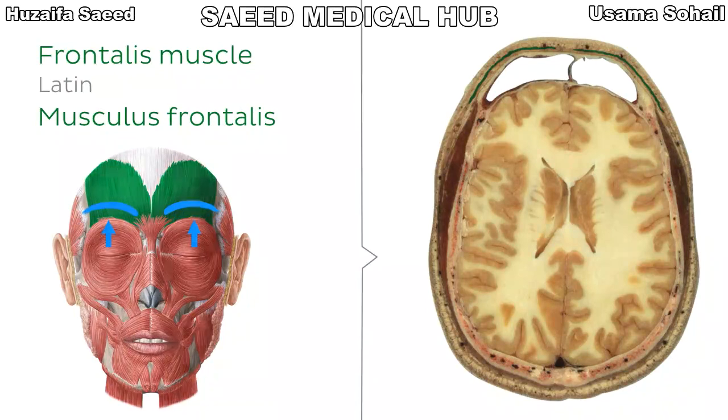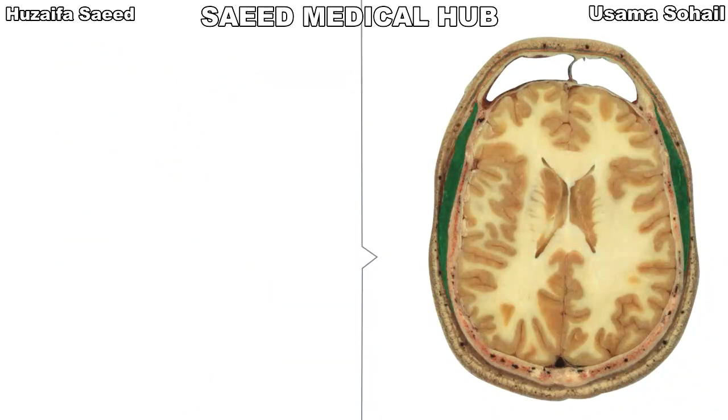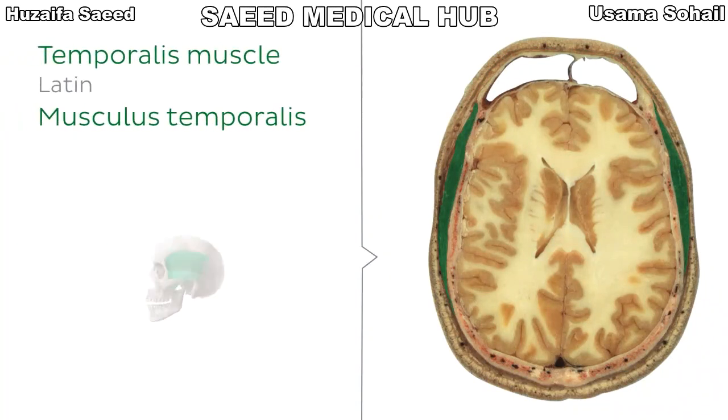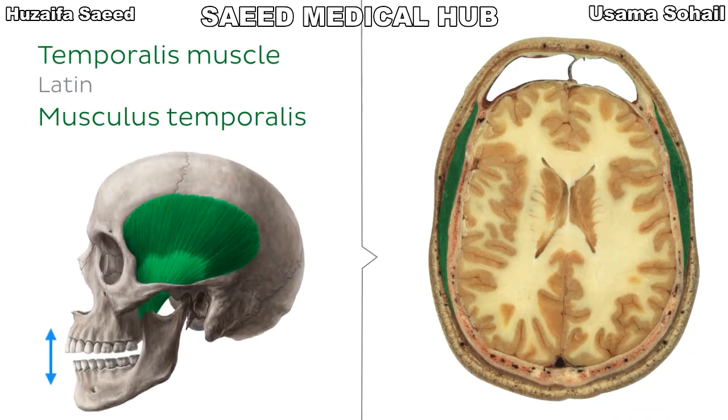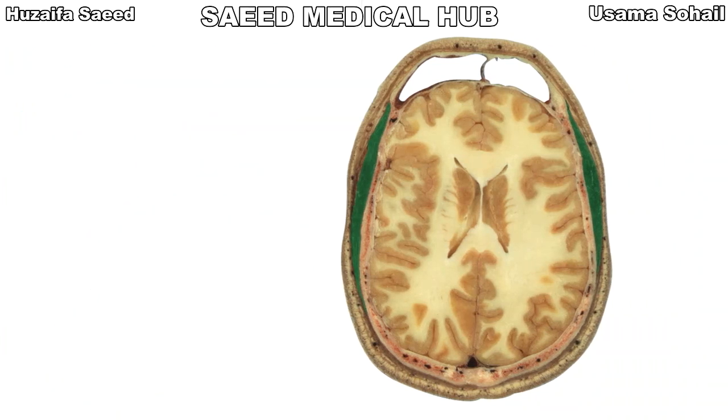The other two muscles are superficial to the parietal bones, one on the right and one on the left, and these are the temporalis muscles. And these muscles are muscles of mastication. So now it's time to dive into the skull and see what structures of the brain we can identify in this cross-sectional image. Let's get to it.